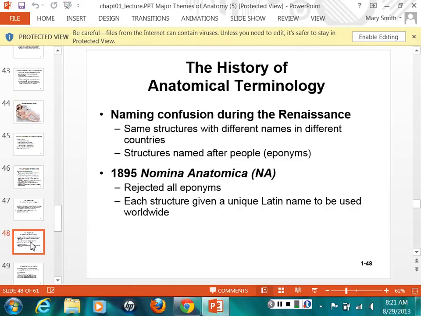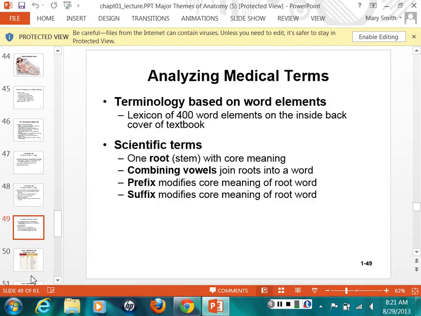I don't think your book mentions the TA, but the TA has actually replaced the NA because it says, okay, we're going to have one common name for all the structures across the board. So if you're in England, you cannot be calling the heart something else. If you're in the United States, you cannot be calling the heart something else. So we're going to come up with one unique name to be used by whom? By everyone. Okay? That was a major shift that occurred in anatomy.